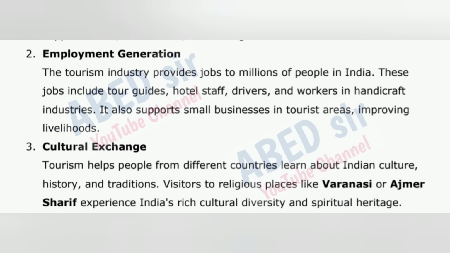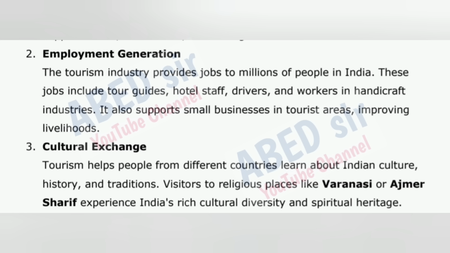2. Employment generation. The tourism industry provides jobs to millions of people in India. These jobs include tour guides, hotel staff, drivers, and workers in handicraft industries. It also supports small businesses in tourist areas, improving livelihoods. 3. Cultural exchange.